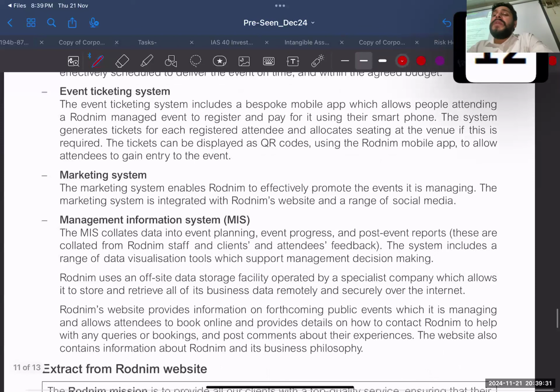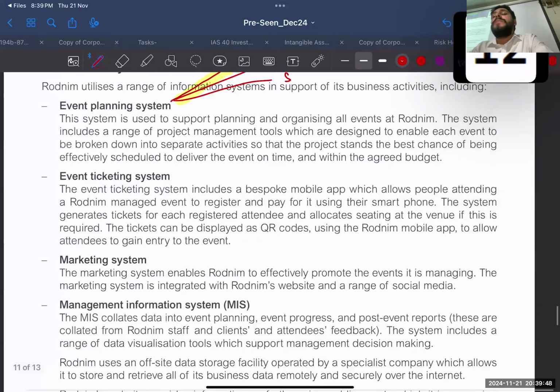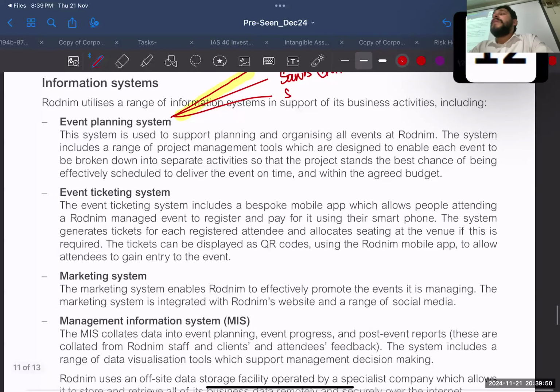Now, marketing system. The marketing system enables the Rotterdam to effectively promote the event it is managing. The marketing system is integrated with the Rotterdam website and a range of social media. Now, they may give you an exhibit relating to the marketing system, or the event ticketing system, or the event planning system, and they may ask you to further evaluate this specific system or how to make this system a better one as compared to the previous version of the system.